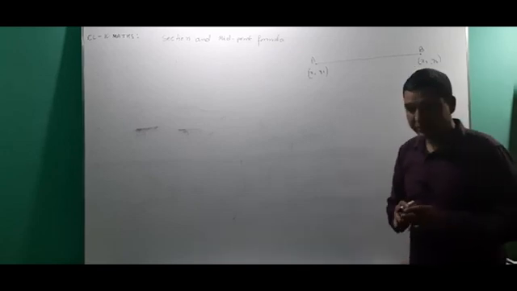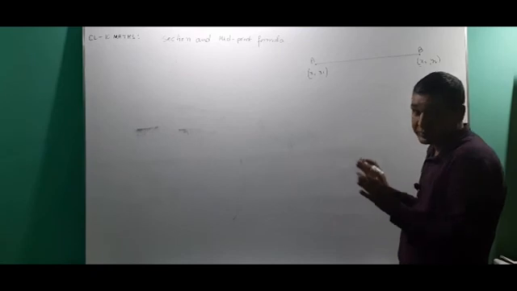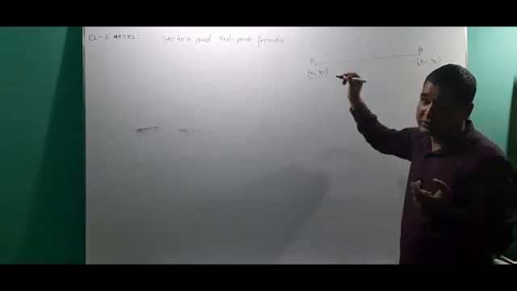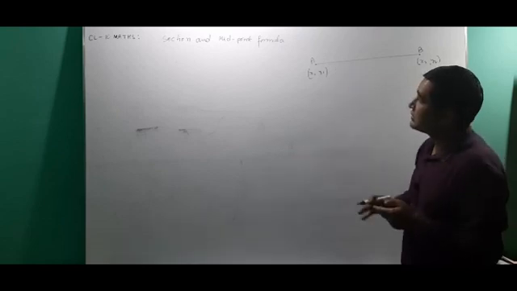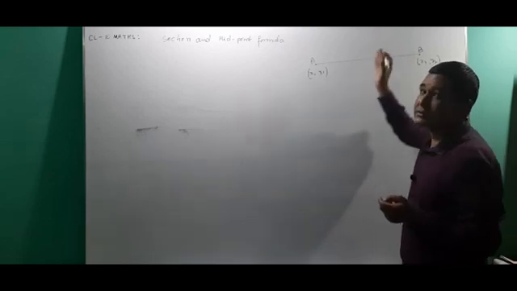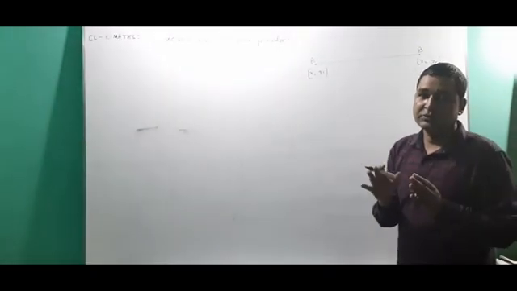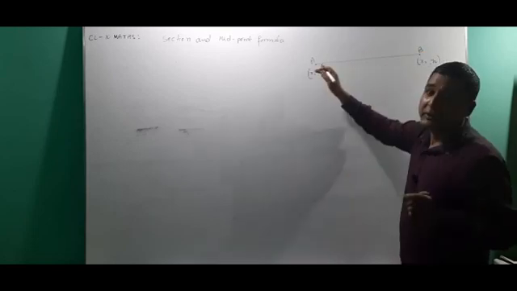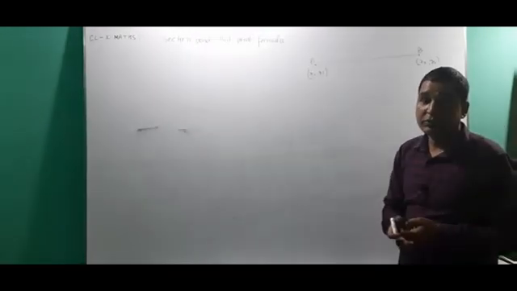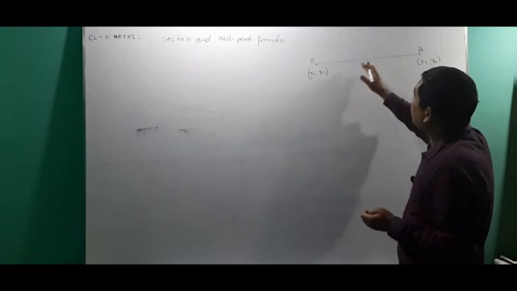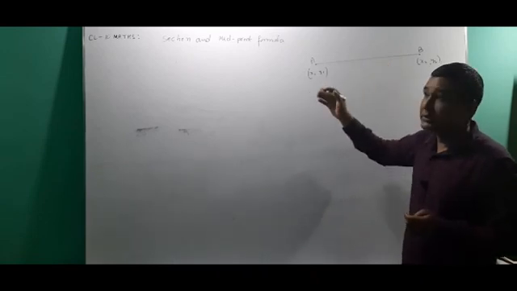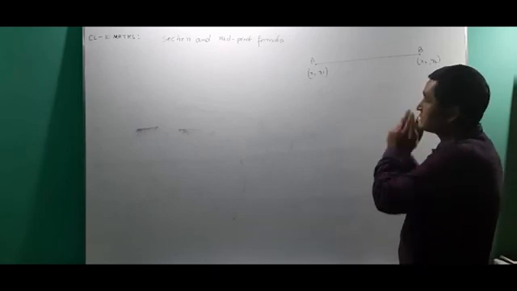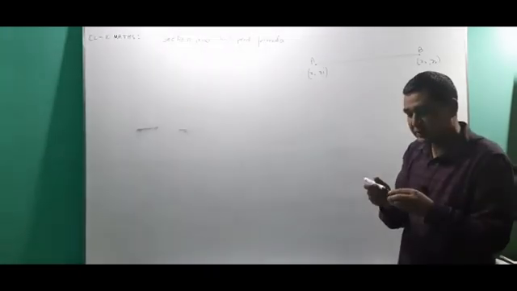Section formula means to break this line at any point. And midpoint formula means we break this line at exactly the middle of these two points. If we break this line at any point other than the midpoint, then we have to use the section formula to get that coordinate.